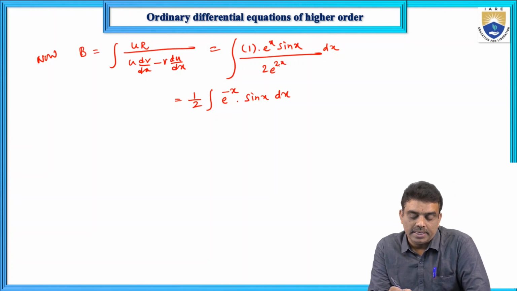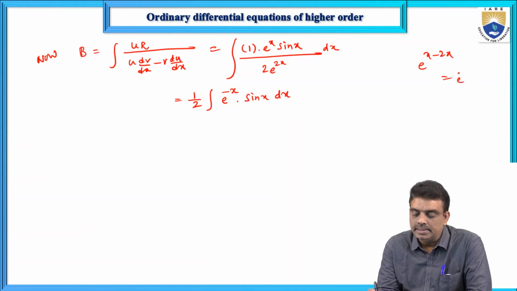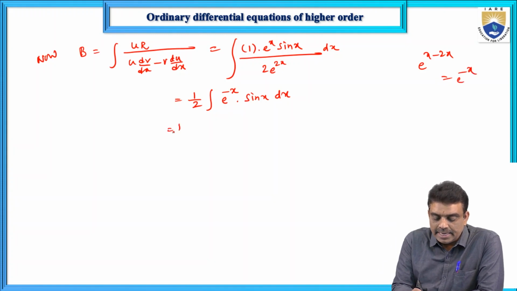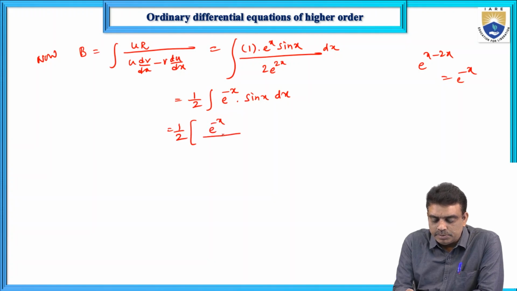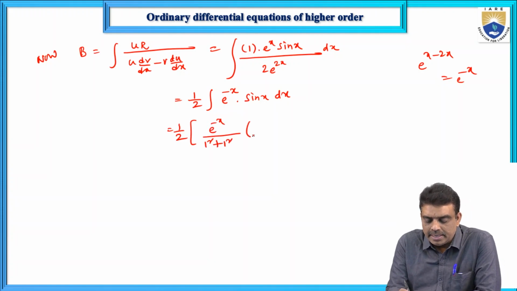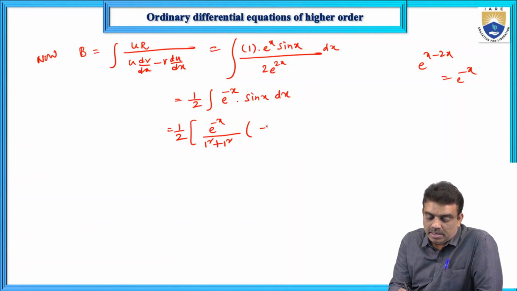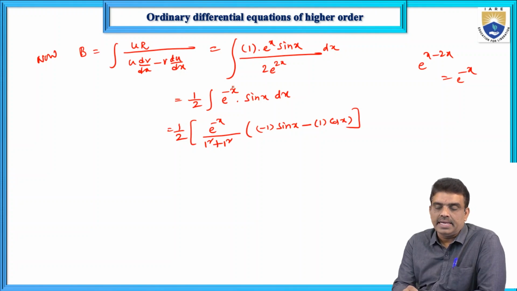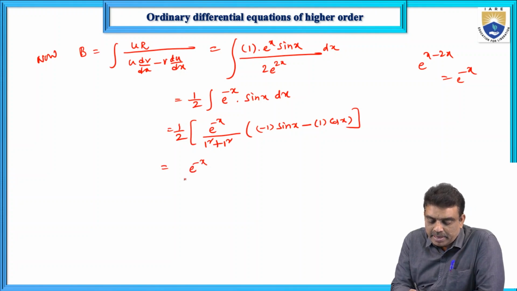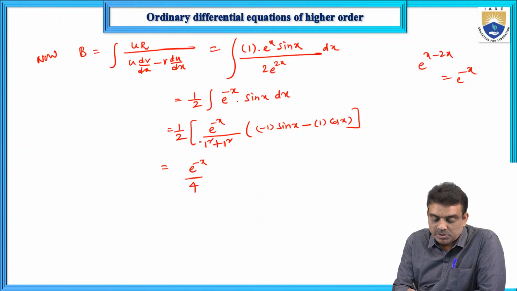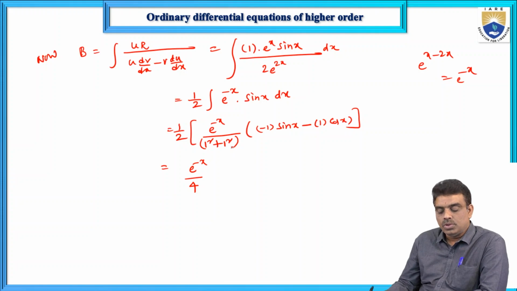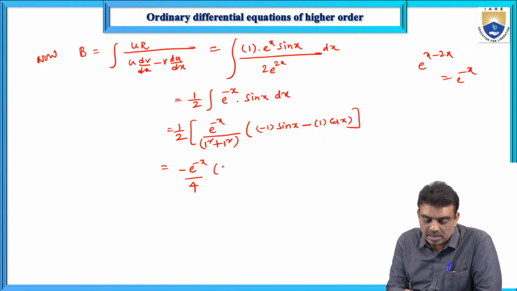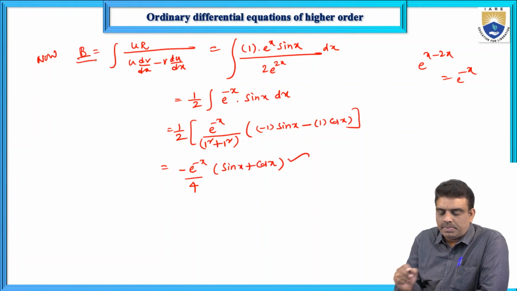This is e power x divided by e power 2x, so e power x minus 2x, that is e power minus x. So on integrating, what you will get? E power minus x by 1 square plus 1 square, using e power ax by a square plus b square, into (a sin bx minus b cos bx). That is the solution of the integral e power ax sin bx dx. That is e power minus x by, already 2 is there here, 1 square plus 1 square, that is 1 plus 1, that is also 2. 2 twos are 4. Or, taking minus outside, (sin x plus cos x). This is the value of capital B.